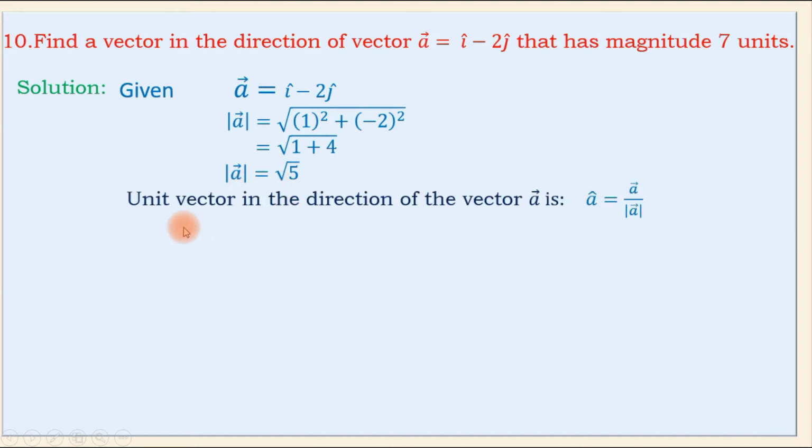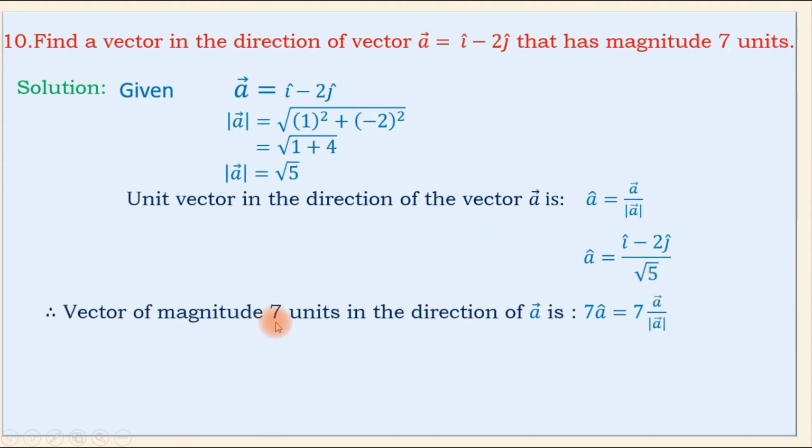Now write the unit vector in the direction of a vector, a cap equals a vector divided by magnitude of a, that is i cap minus 2 j cap divided by root 5. Now a vector of magnitude 7 units in the direction of a vector is 7 a cap equals 7 a vector divided by magnitude of a vector, means 7 into i cap minus 2 j cap divided by root 5, that is 7 by root 5 i cap minus 14 by root 5 j cap.